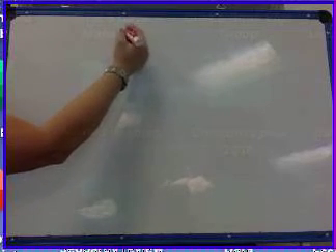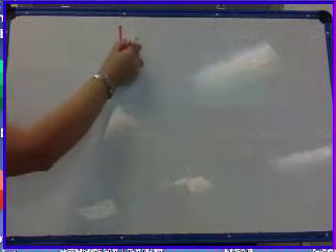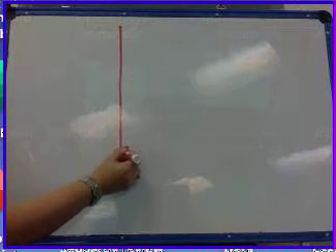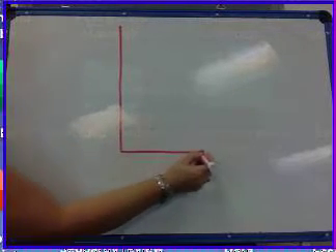Today in math class, we talked about the coordinate plane and coordinate pairs. We took notes on what the coordinate plane was, and I'm going to draw you a coordinate plane right now. The coordinate plane looks like a very large L. So if you go down vertically and then across horizontally, you have what's called the coordinate plane.